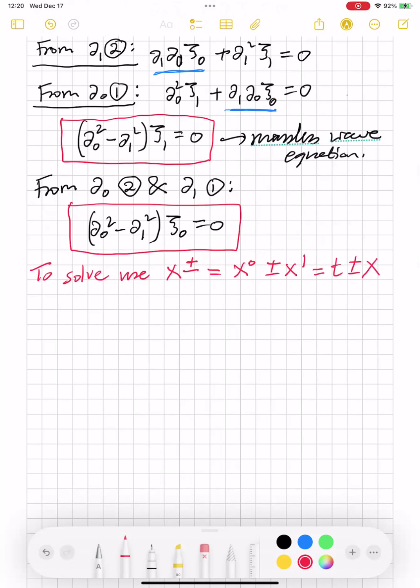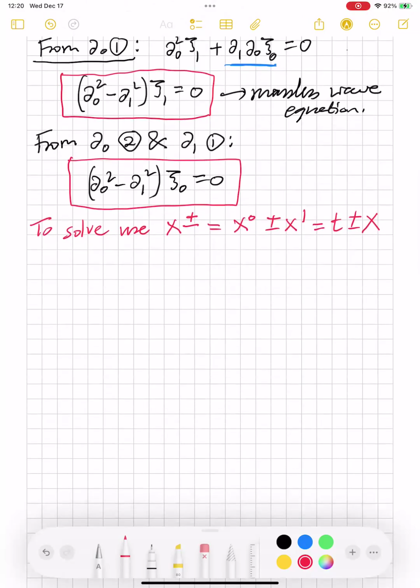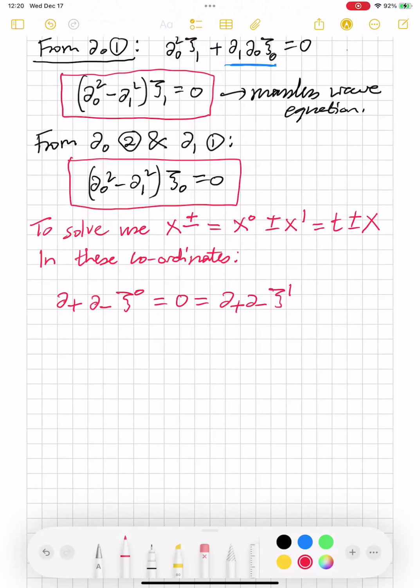These are called light cone coordinates, and the big advantage of light cone coordinates is that if you write the massless wave equation in these coordinates, it takes a particularly simple form. I'm going to ask you just to verify this, but you're just changing coordinates, no big deal. So go ahead, make sure you can do that. But in these coordinates, this is what the wave equation becomes. D plus D minus on zeta naught is equal to naught, and this is equal to D plus D minus on zeta 1.